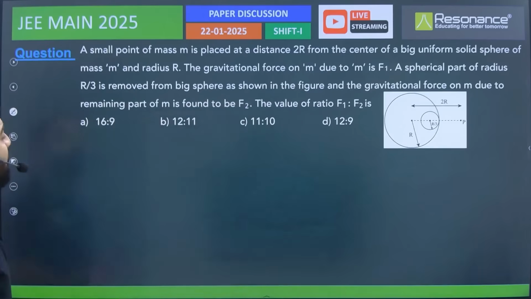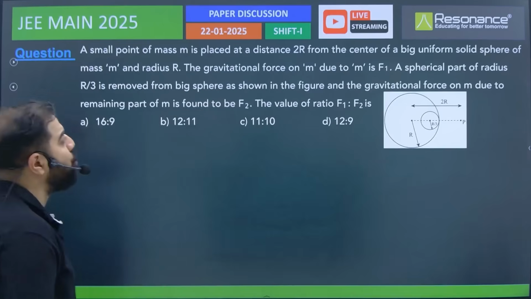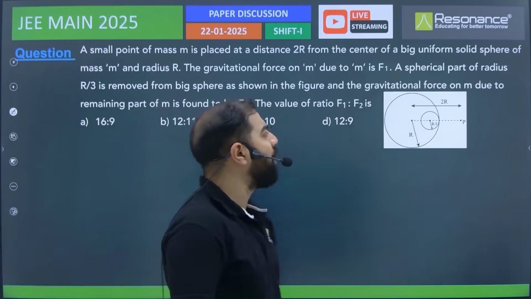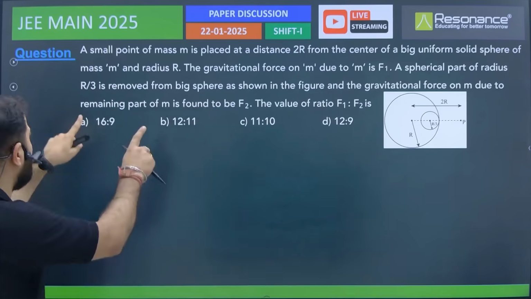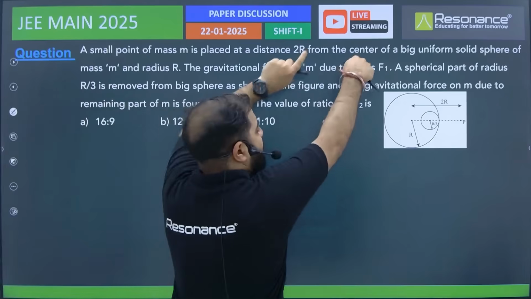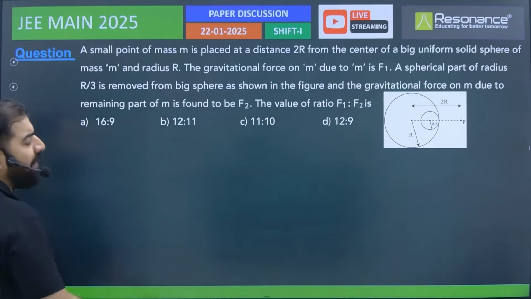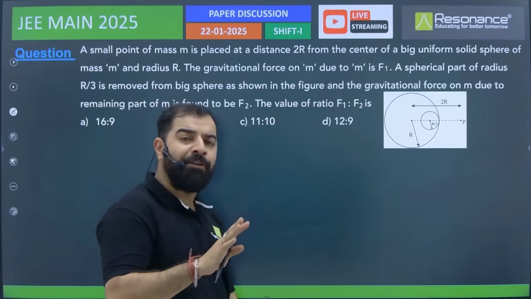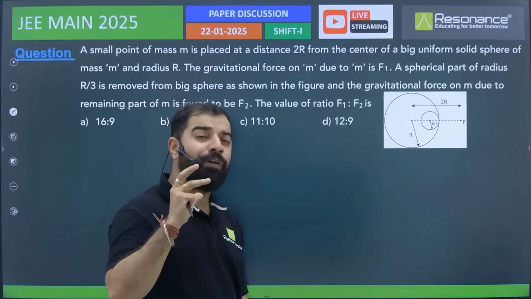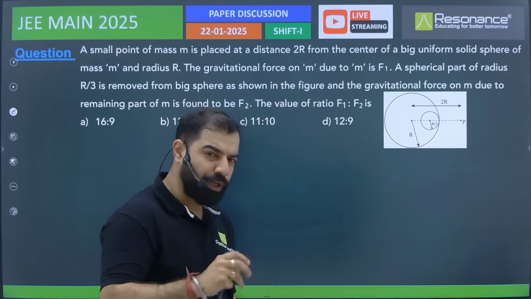A small point of mass m is placed at a distance 2r from the center of a big uniform solid sphere. Since it's a memory-based question, there can be a little bit of change in this data, but let's identify the type of question. It's somewhat a gravitation question, where the field concept has been infused.